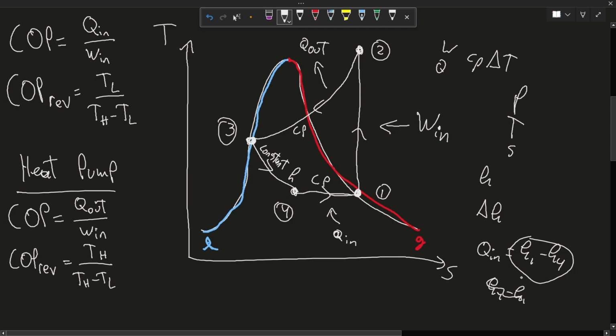And that's it. So if you want to know by heart anything, you have to know by heart this TS diagram. So now let's move on into an example.